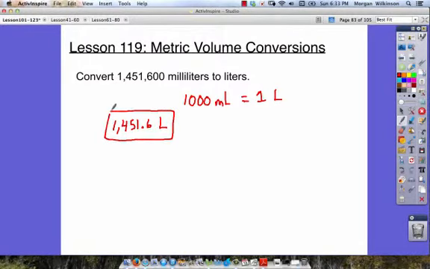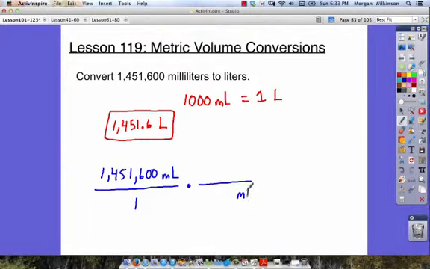Now there is another way to do this problem. We can use unit multipliers. We could say we have 1,451,600, and that's milliliters, over 1, because we're using unit multipliers. We're going to convert to liters, so we're going to say milliliters on bottom, liters on top. That way our milliliters will cancel. We have 1,000 milliliters in 1 liter, so we come to our answer.